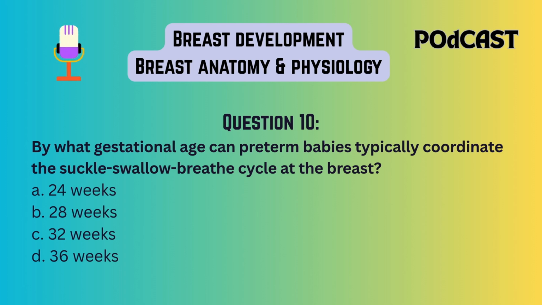milestone for feeding? A, 24 weeks. B, 28 weeks. C, 32 weeks. D, 36 weeks. The answer based on our sources is B, 28 weeks. While suckling starts earlier, the coordination of suckle-swallow-breathe typically emerges around 28 weeks gestation, making it a key point for assessing readiness for oral feeding attempts.